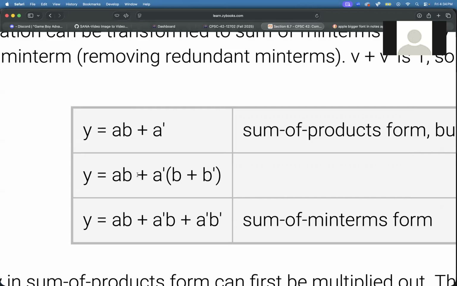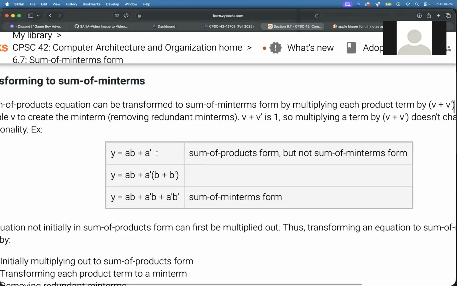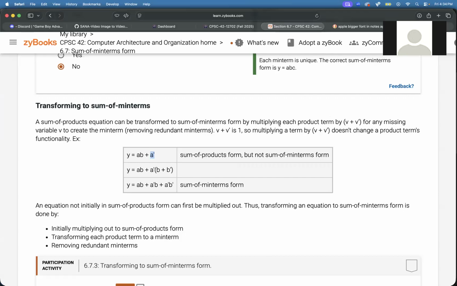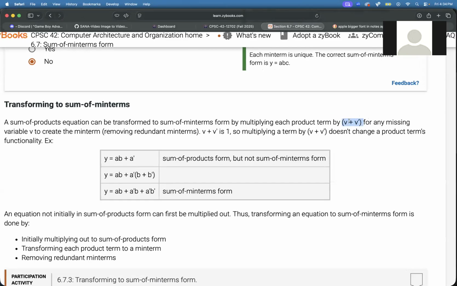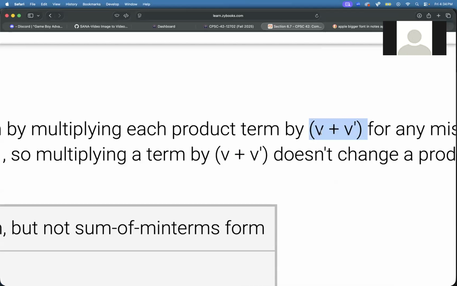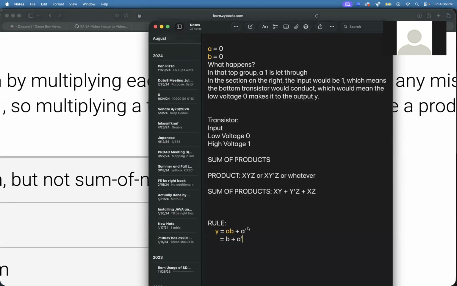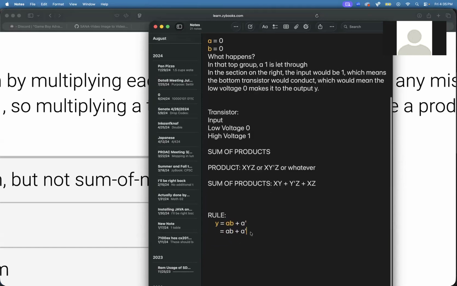They're saying this is not a min term, right? This is not a min term because it's missing the B. And what it says up here is for any term that's missing, you can just multiply by V or not V, for whatever term is missing. Because if you think about it, let me just rewrite this.